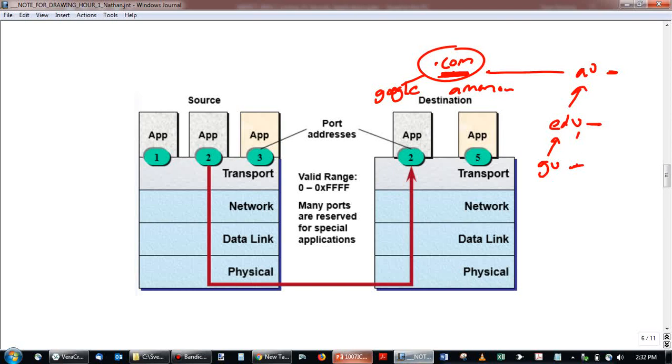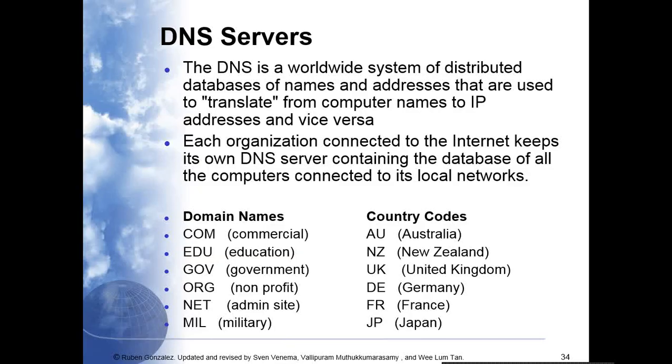Okay, so that's the idea of the DNS. And there's a bunch of different domain names, .com, .edu, .gov, .au, .nz, .uk, and so on, right? So there's a different range of those.